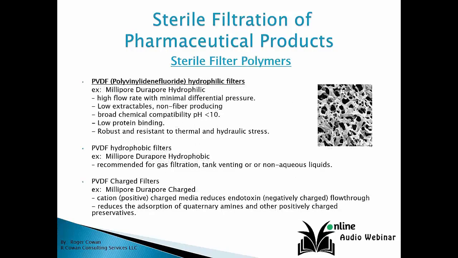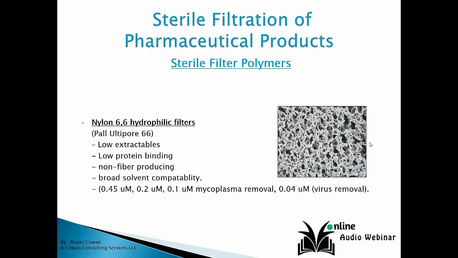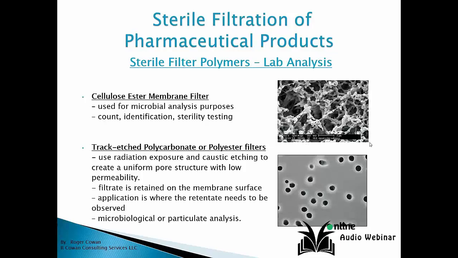Now, some of these polymers that are available: there's PVDF, that stands for polyvinylidene fluoride. These are hydrophilic filters. Another polymer is PES, polyether sulfone. These are hydrophilic filters. You can see a photomicrograph to the right. Another type of polymer is nylon 66. It's hydrophilic, polyultrapure 66. This exhibits low extractables, low protein binding. Cellulose ester membrane filter is the one pictured to the right. This is used for microbial analysis purposes.